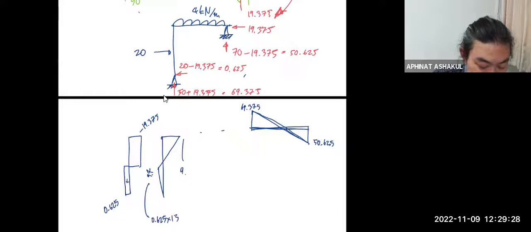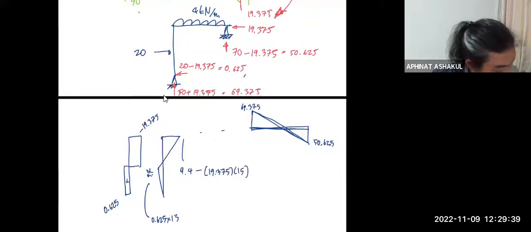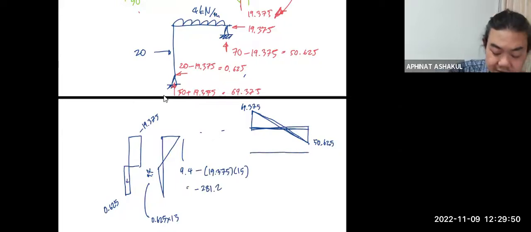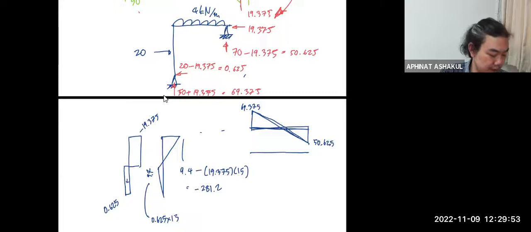So this point is 9.4 minus 19.375 multiplied by 15, right? Use the shear force area. And it is equal to minus 281.2. And that's what you should match. You can draw this bending moment diagram from right to left, but it must be pretty good. Because right here in the negative shear, it should bring the positive moment back down to 0. So this negative area should give you positive value here.